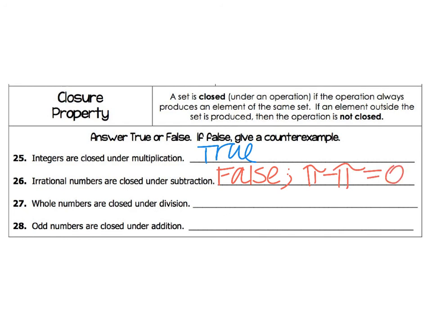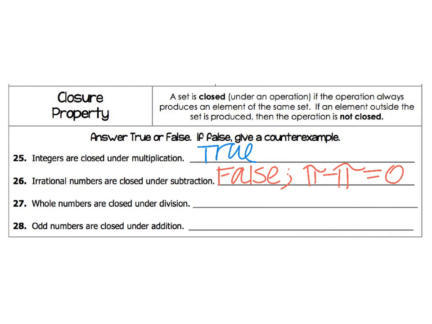And 0 is not an irrational number. 0 is a rational number. It's also a whole number, an integer, all right? It's a rational number, not an irrational number. So this is a false statement.